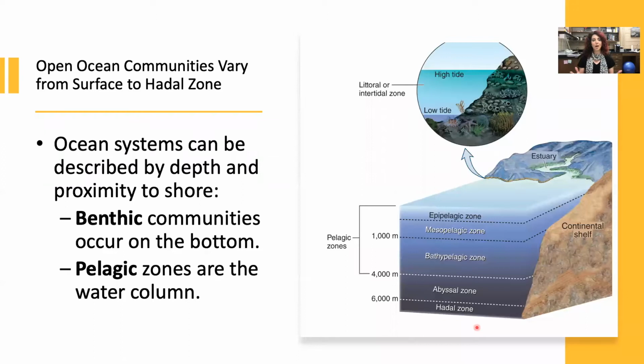So in the marine realm, we have a few different categories or zones. Ocean systems can be described by depth and proximity to shore. So benthic communities occur on the bottom of that water body, whereas pelagic communities and the pelagic zone are, by definition, the water column. So as a marine organism, you can either be benthic or you can be pelagic. And as you can see here, there are a couple different zones within the shelf environment and also the open ocean here. So we'll get into the zones now.